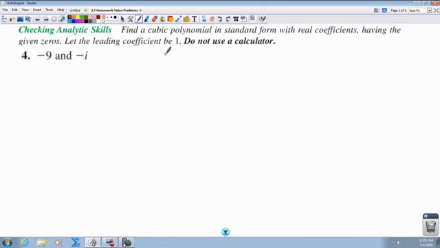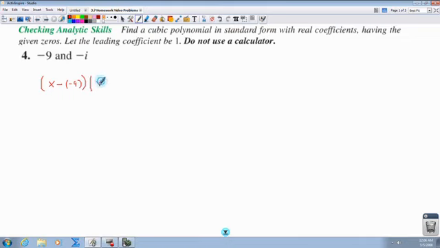Let the leading coefficient be 1. You do not use a calculator. Alright, so if we want to write a polynomial that has those zeros, we're going to start off by writing them back into factors. When you write into factors, you start off with x minus, and then you place the 0 in after the minus sign. So in this case, it's negative 9. So we're going to write x minus negative 9.